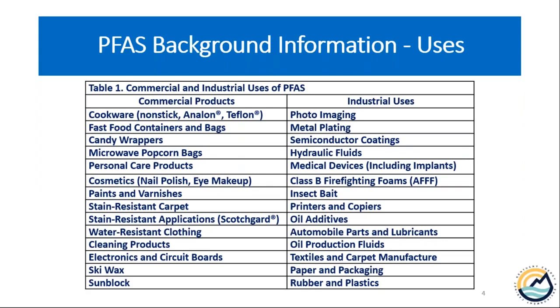This table comes from our standard operating procedure and lists many, though not all, of the commercial product uses and industrial uses for PFAS. What you'll notice here is that many of the items listed are common everyday and even household items. So most people come into contact with PFAS on a regular basis. This is important to remember when we're preparing to collect these samples, that PFAS are all around us, and therefore the potential for cross-contamination is heightened.